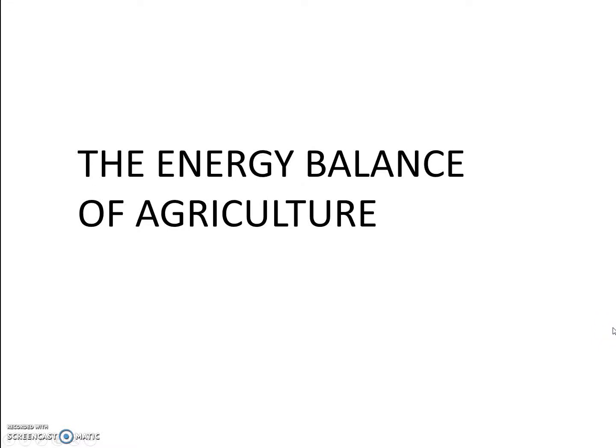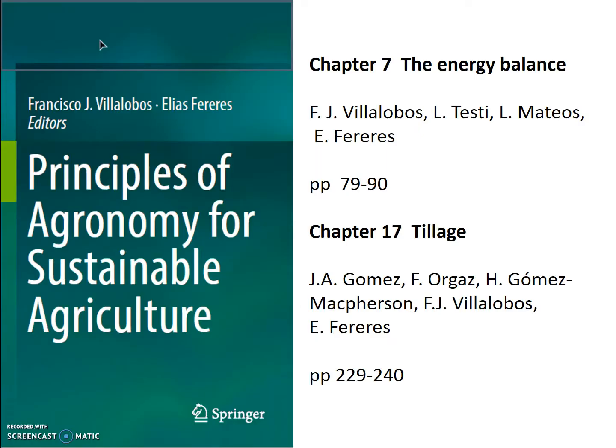Today we are talking about the energy balance of agriculture. This lecture is based on chapters 7 and 17 of the book Principles of Agronomy for Sustainable Agriculture. Chapter 7 is the chapter dedicated to the energy balance, while chapter 17 is that dedicated to tillage.